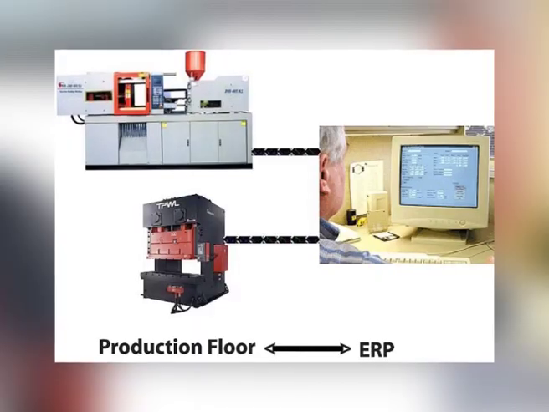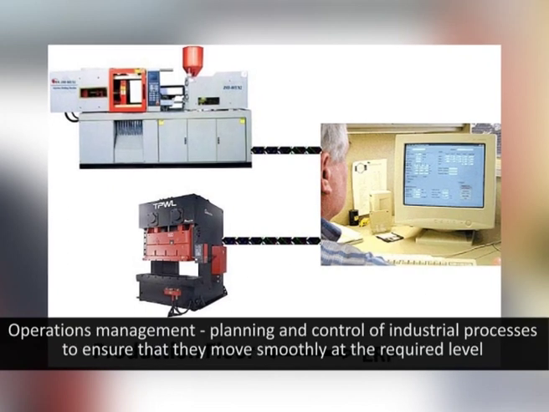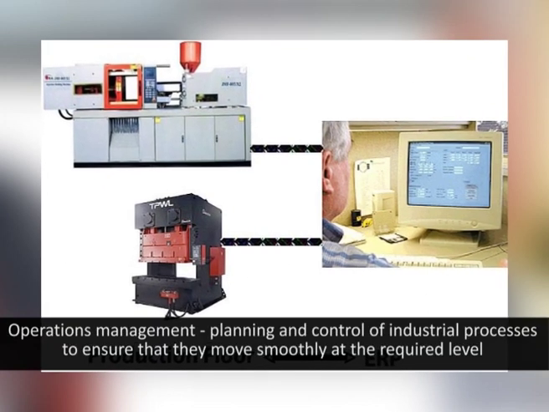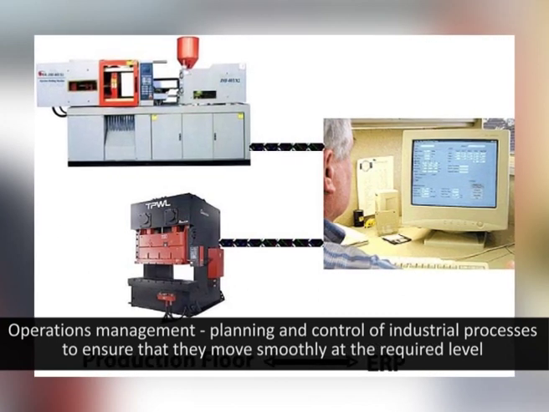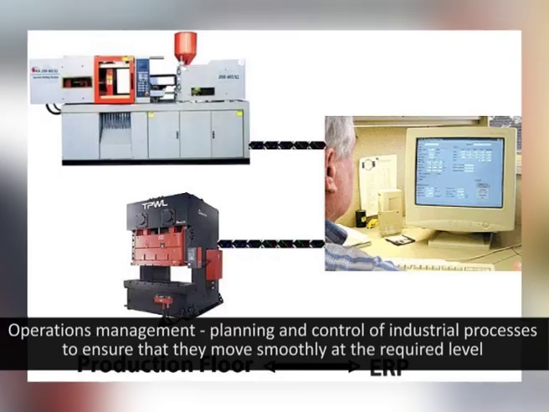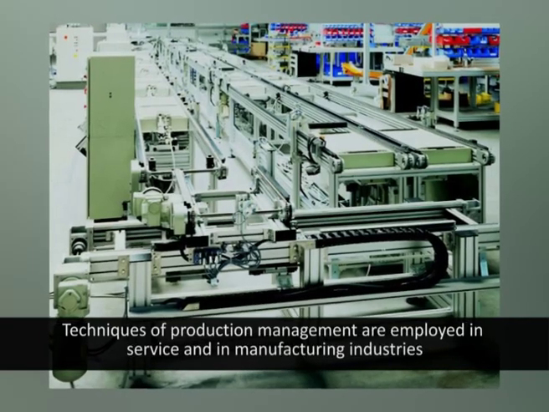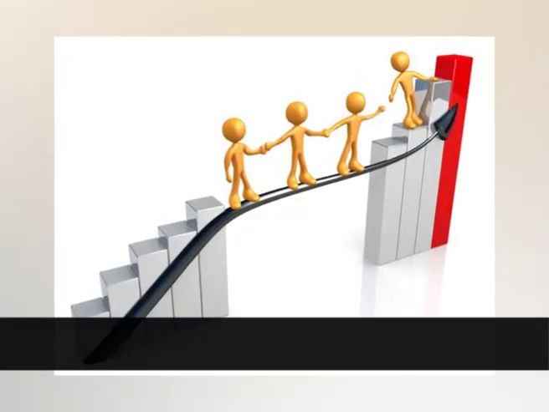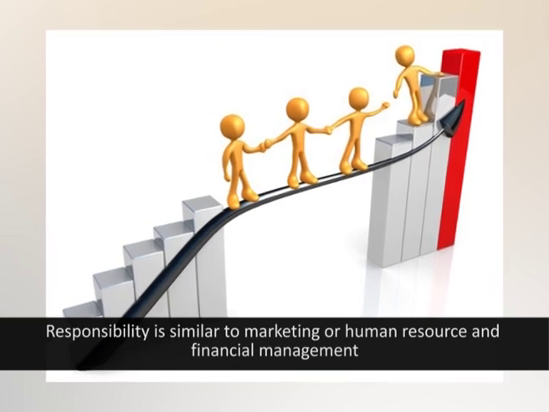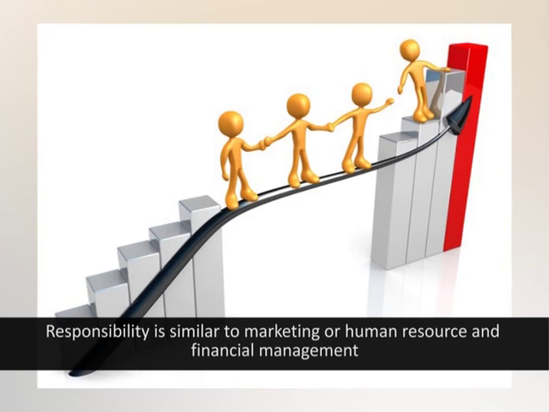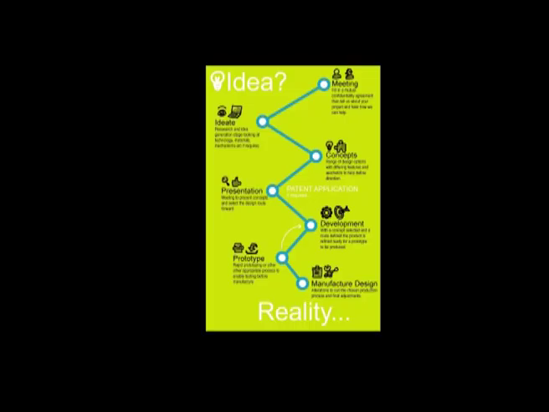Production management. Production management, also called operations management, is the planning and control of industrial processes to ensure that they move smoothly at the required level. Techniques of production management are employed in service as well as in manufacturing industries. It is a responsibility similar in level and scope to other specialties such as marketing or human resource and financial management. In manufacturing operations, production management includes responsibility for product and process design, planning, and control issues involving capacity and quality, and organization and supervision of the workforce.